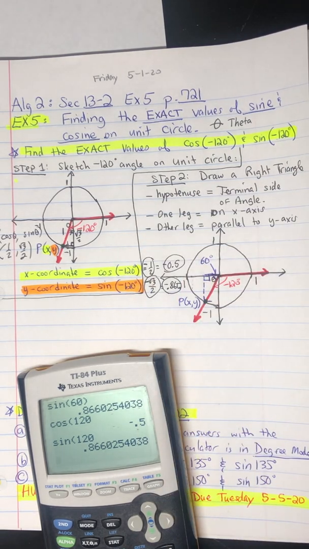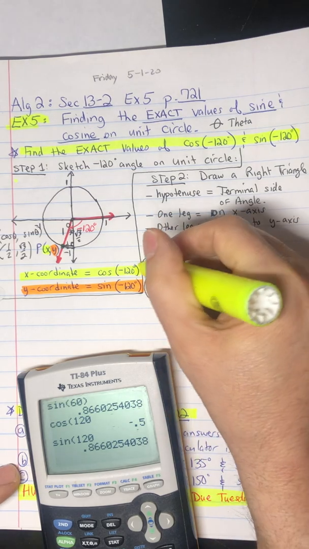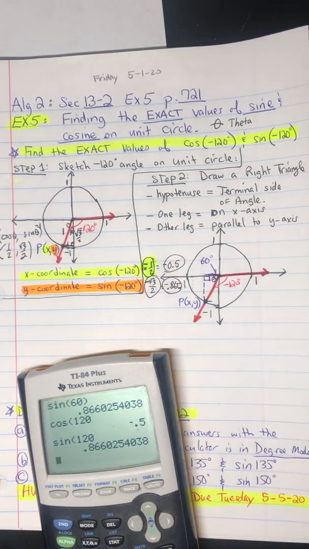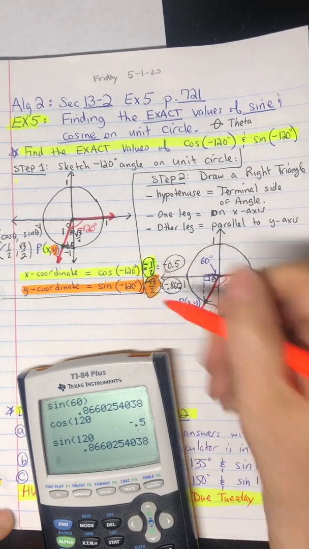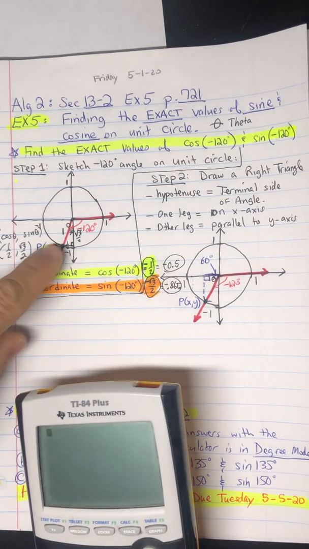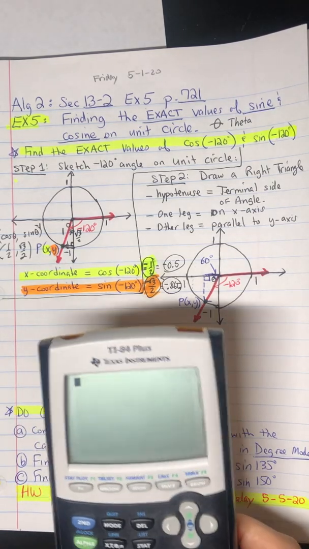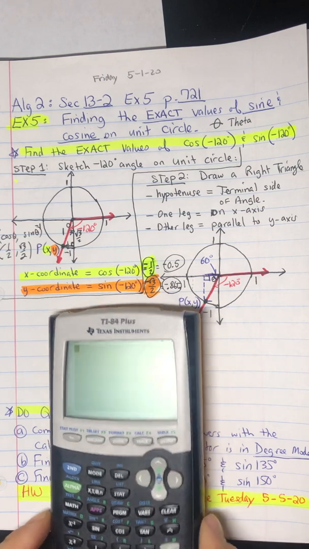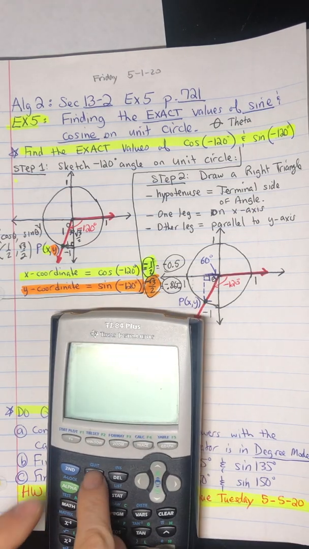The exact answers are negative 1/2 and negative square root of 3 over 2. Those are the exact answers. Let me just check them, make sure. Remember, we're talking about degrees here. We didn't talk about radians yet. We'll talk about radians later on. But we're talking about degrees right now. So make sure your calculator is in degree mode.